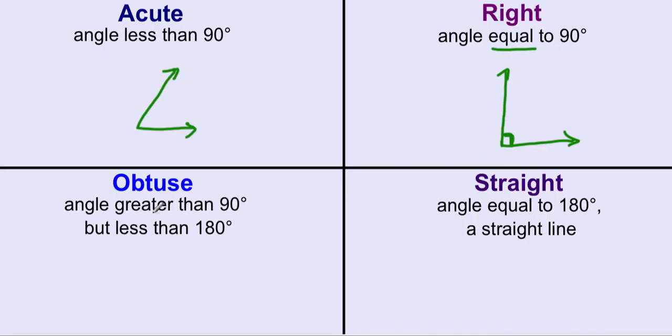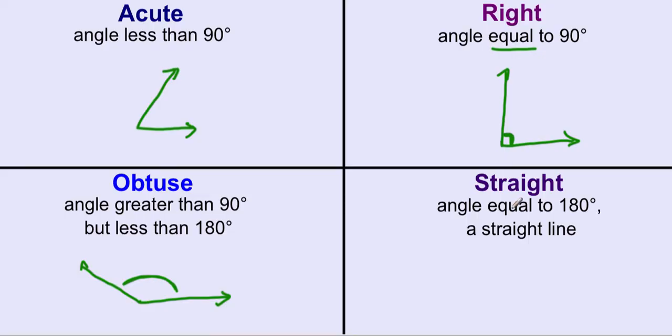An obtuse angle is an angle greater than 90 degrees, but less than 180. So think of it as a wide open angle. So maybe it looks something like this. Big and wide open. It's wider open than a 90-degree angle.